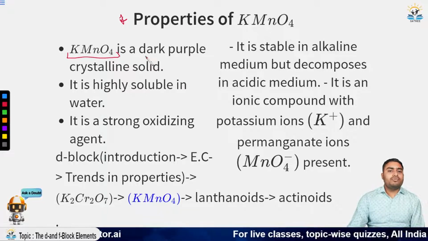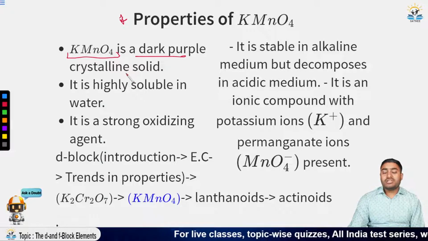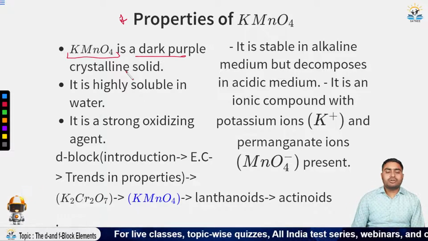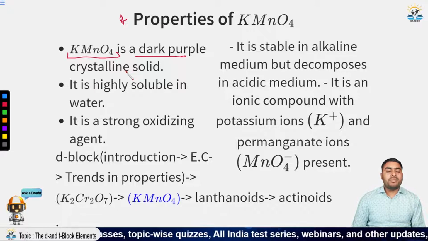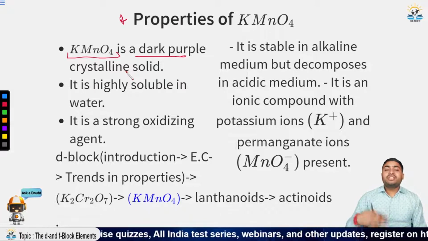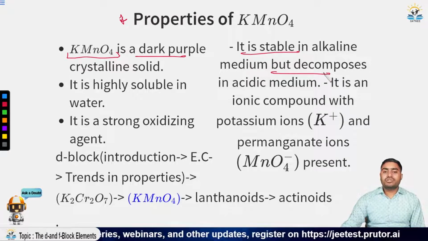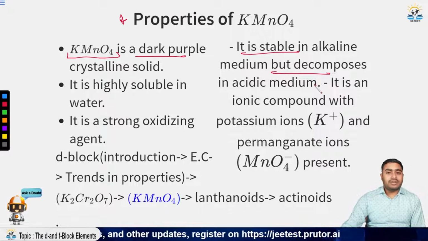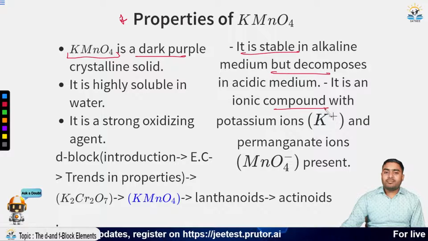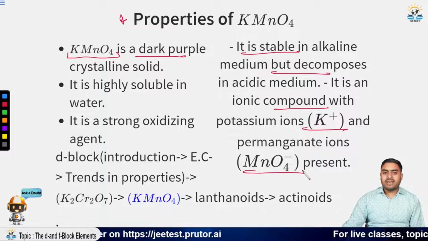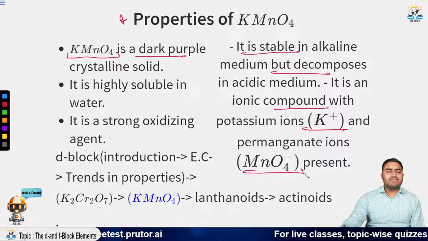So KMnO4 is a dark purple crystalline solid, not violet, you can say dark purple. It is highly soluble in water. It is a strong oxidizing agent, and it is stable in alkaline medium but decomposes in acidic medium. So in acidic medium it will decompose. It is an ionic compound with potassium ions and permanganate ions, which is MnO4 negative. So these are very simple points.